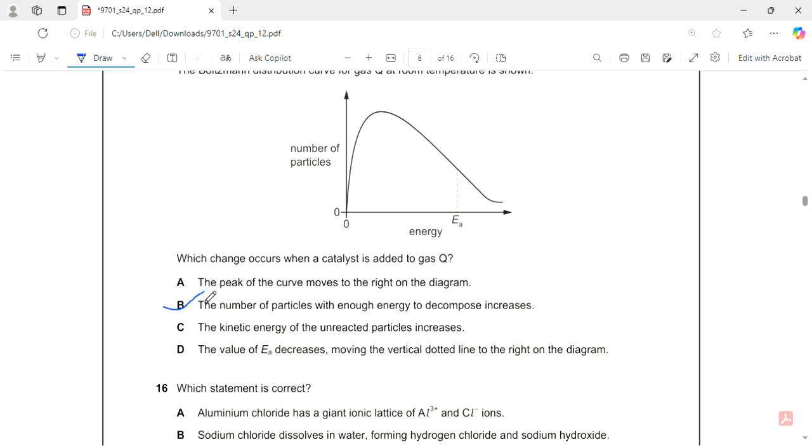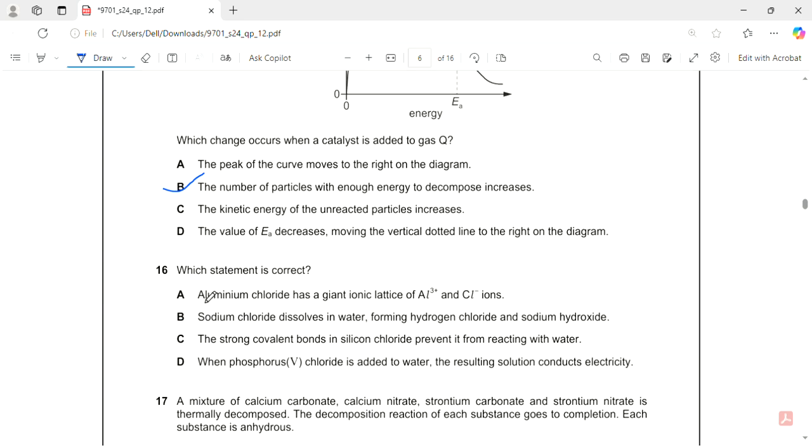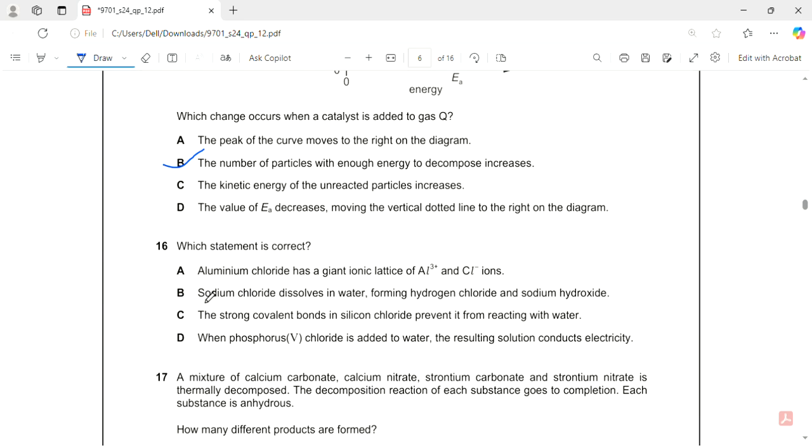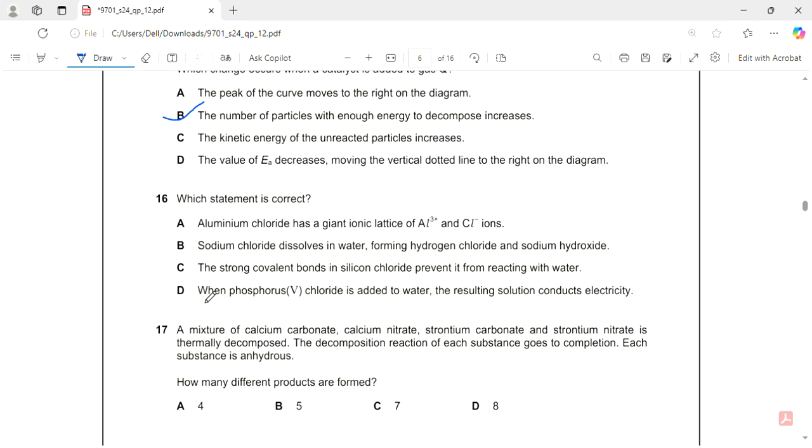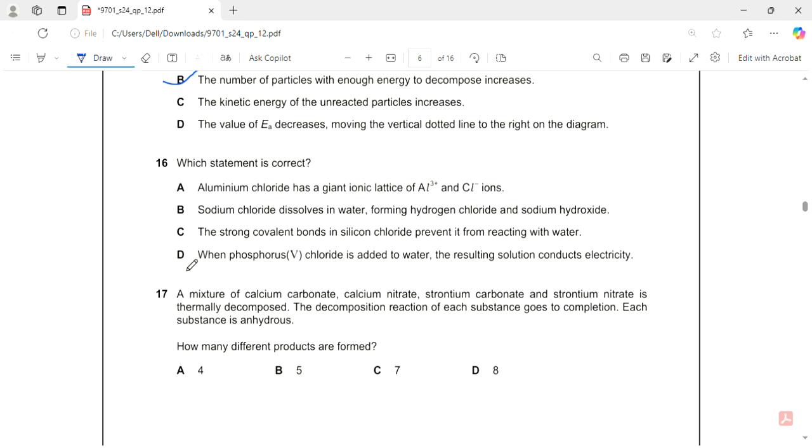We all know that. Now move to the next part. Question 16: which statement is correct? Aluminum chloride has a giant ionic lattice of Al3+ and Cl- ions, and sodium dissolves in the water, forming hydrogen, chlorine, sodium. The strong covalent bond in the silicon.